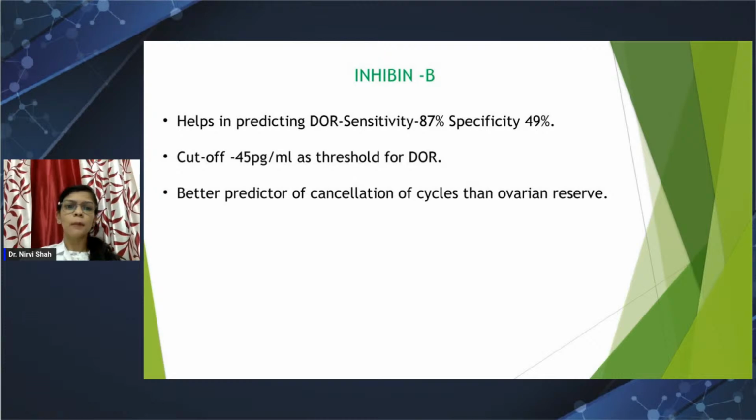Inhibin B, more importantly, is a better predictor of cancellation of cycles rather than ovarian reserve. Its cutoff is 45 picogram per ml. That's the threshold.